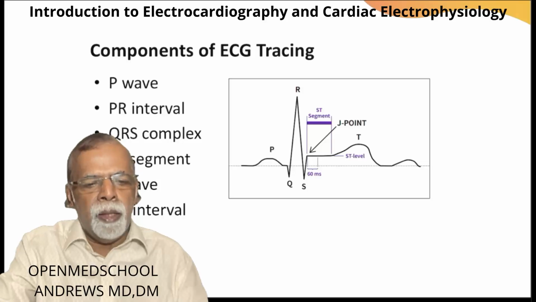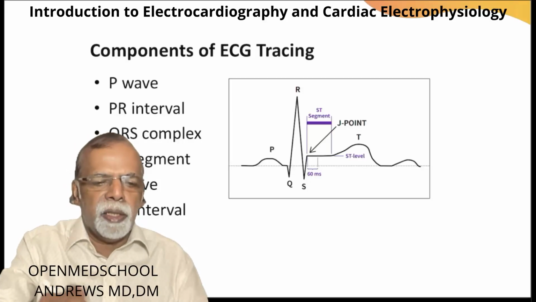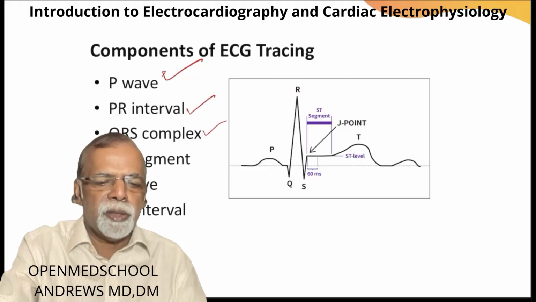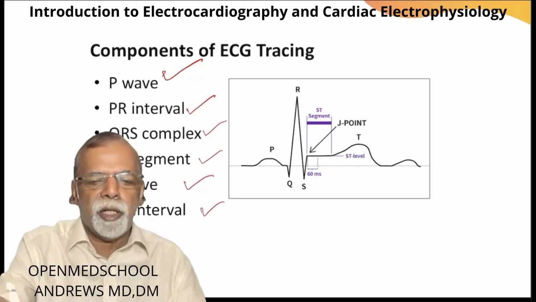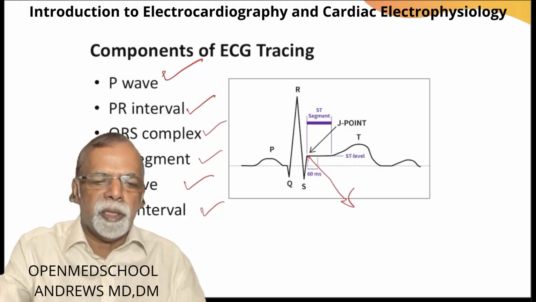Okay. So we have mentioned the components of the ECG tracing already. The P wave is atrial depolarization. We have mentioned the PR interval, the QRS complex, ST segment, T wave, and QT interval. Be familiar with it. And this part is called the J point.